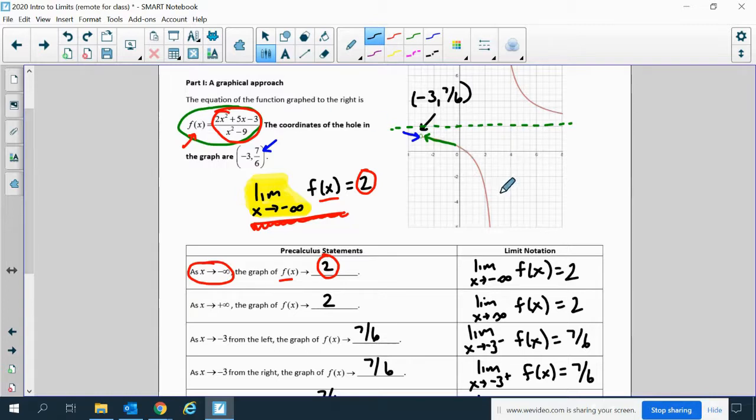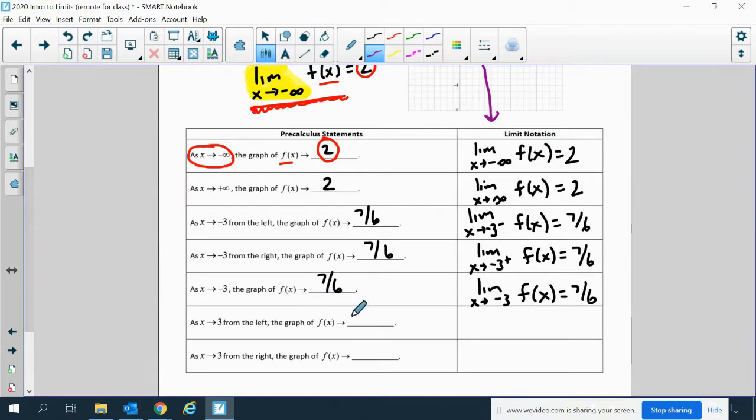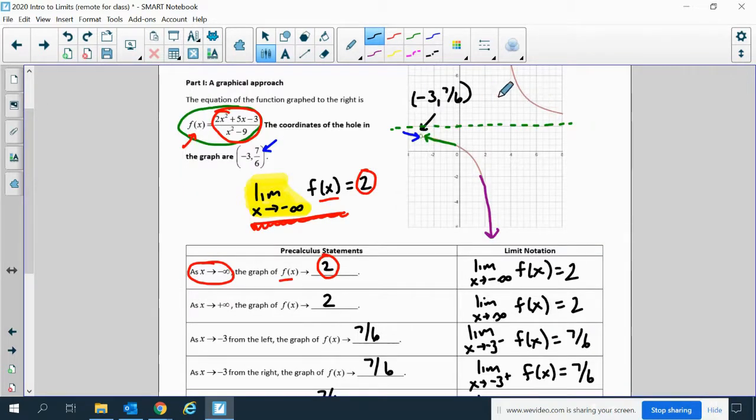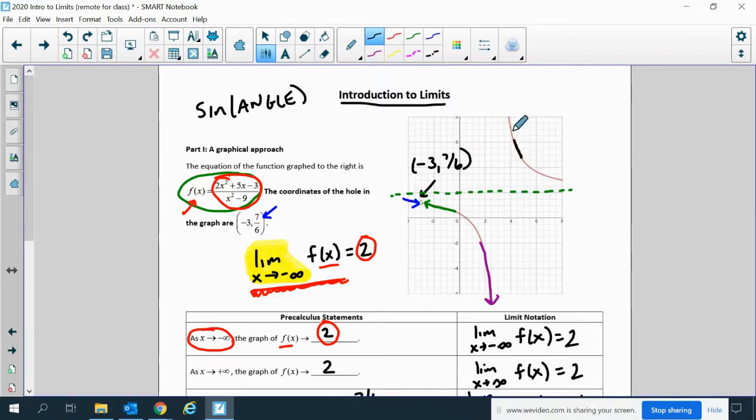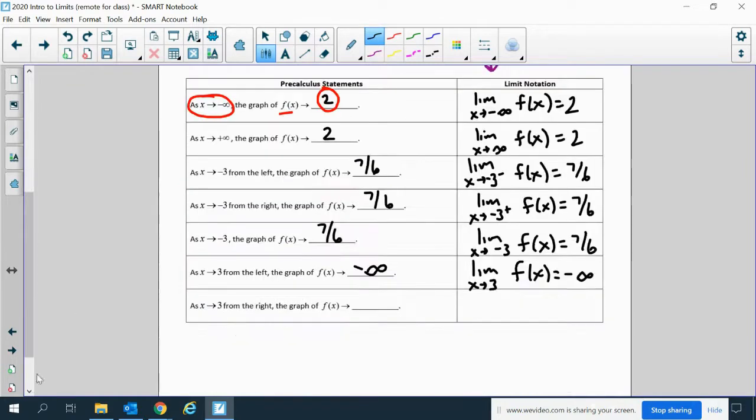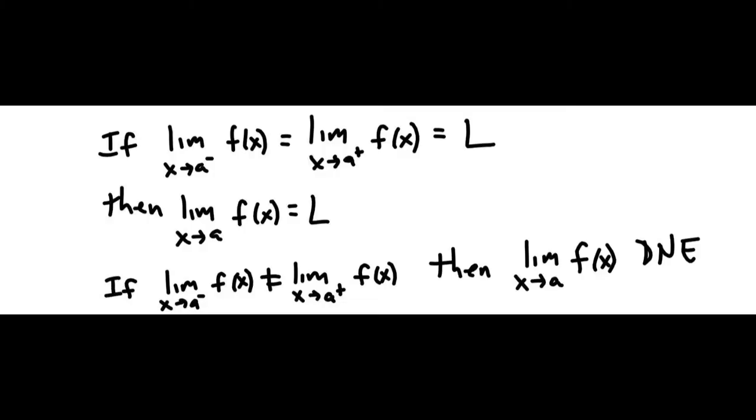Now what about +3? As the graph is coming from the left side, it looks like the graph of f is approaching negative infinity. So we would say the limit as x approaches 3 from the left of f(x) is negative infinity. And from the right, from this side, the graph is going to approach positive infinity. And that makes sense because we have a vertical asymptote at 3. So the limit as x approaches 3 from the right of f(x) equals positive infinity.